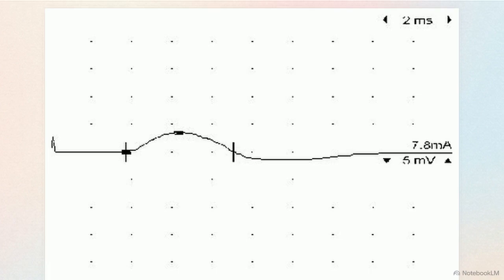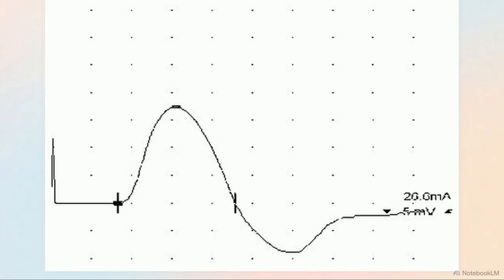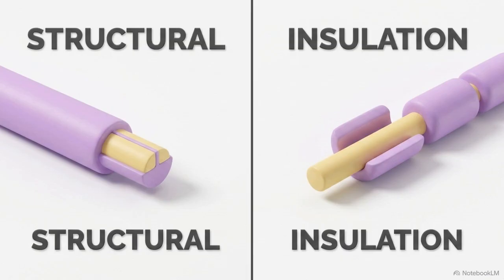However, testing technique heavily influences these numbers. If examiners use submaximal stimulation, they fail to recruit all available axons. Here, a submaximal stimulus yields a 3.5 millivolt wave, mimicking severe axonal loss, while a supermaximal stimulus yields a healthy 17.5 millivolts. The primary rule for reading an NCS is straightforward. Amplitude loss indicates structural axonal death, while slowed velocity indicates a demyelinating injury.